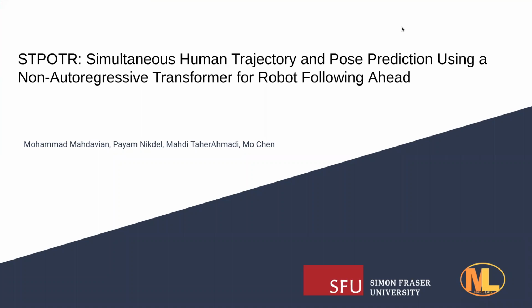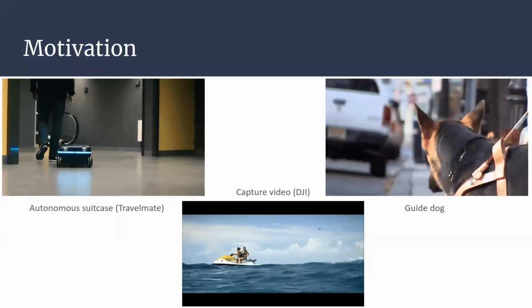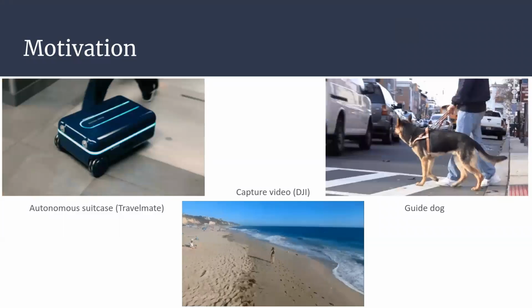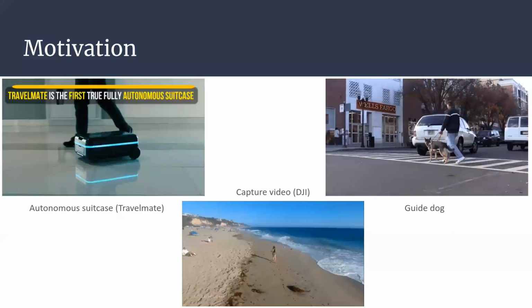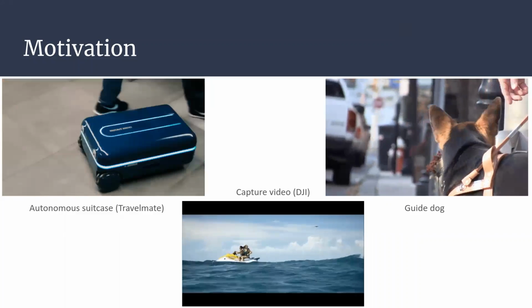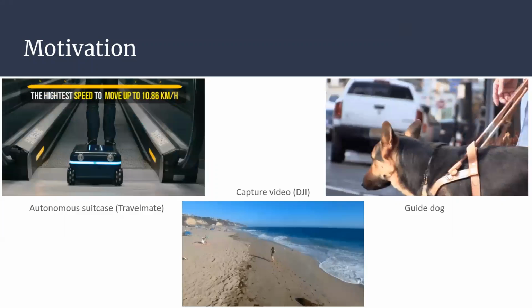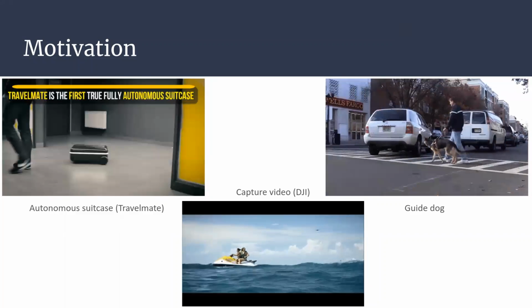Hello, in this paper we present STPOTR, a simultaneous human trajectory and pose prediction using a non-autoregressive transformer for robot following ahead. One of the important features of autonomous robots is to follow a human. There are multiple cases where it is required for a robot to follow a human from the front side, which is a much harder task compared to following behind or beside a human. For example, an autonomous suitcase, guide robotic dog, or for capturing videos.